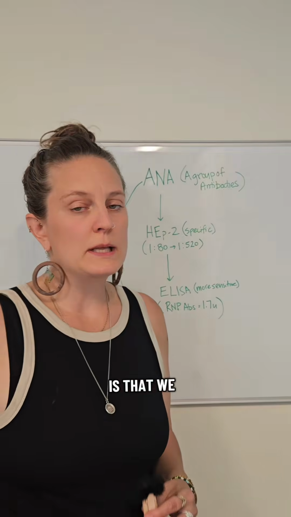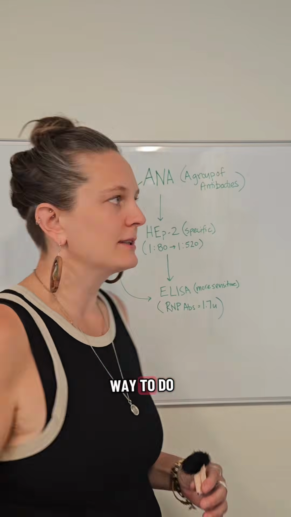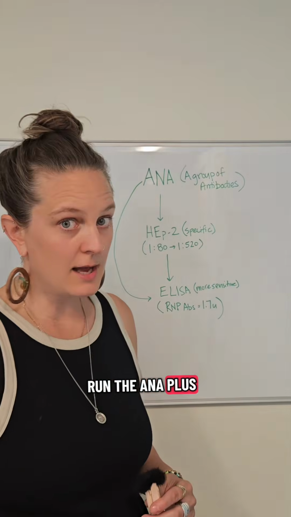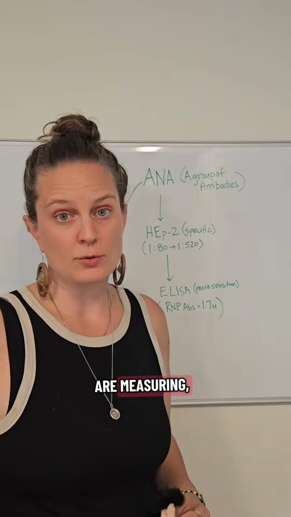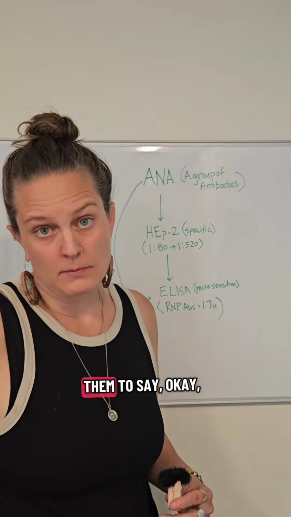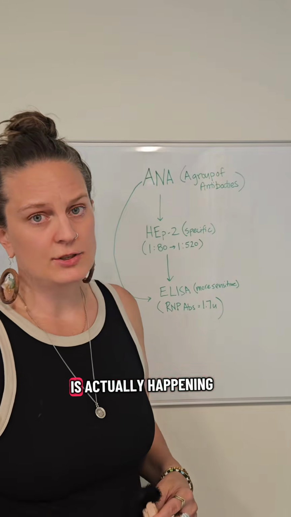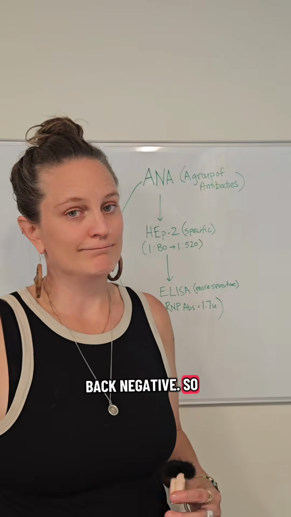So if we really highly suspect a condition, the ideal way to do this is to run the ANA plus run the ELISA of the individual antibodies that you're measuring. And if these come back positive, you might put a little bit more weight on them to say, okay, maybe this disease is actually happening even though the ANA is coming back negative. So I hope that helps.